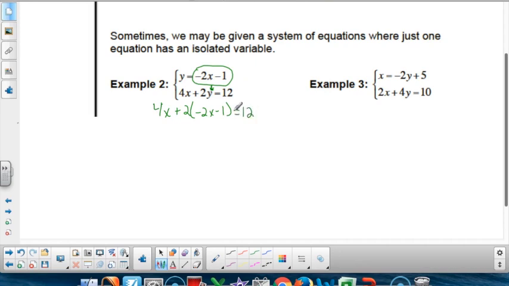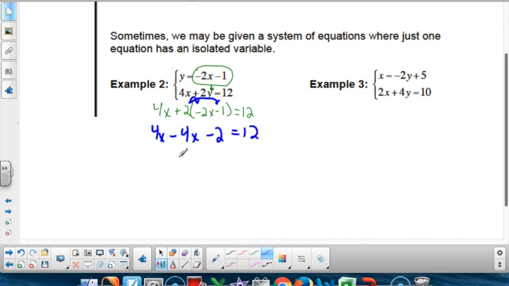And then equals 12. So notice everything else up here is staying the same. I've still got 4x, I've still got equals 12. The only thing I've done is I've taken out my y and I've replaced it with this negative 2x minus 1. And now I'm going to solve my equation. I'm going to distribute first, because it's a multi-step equation. 2 times negative 2x is negative 4x. 2 times negative 1 is negative 2, and that equals 12.